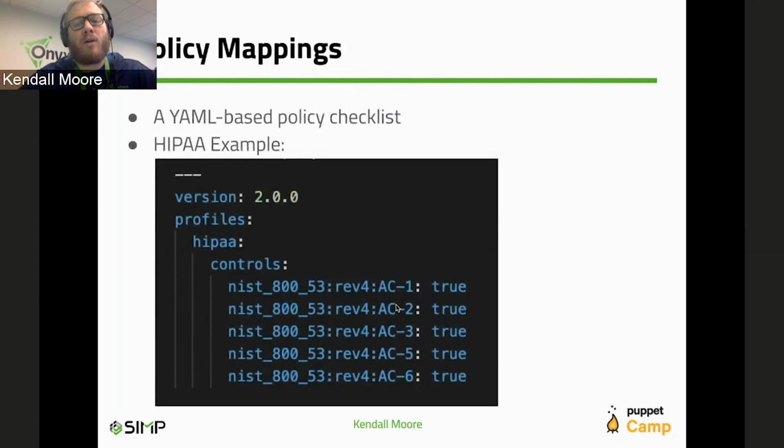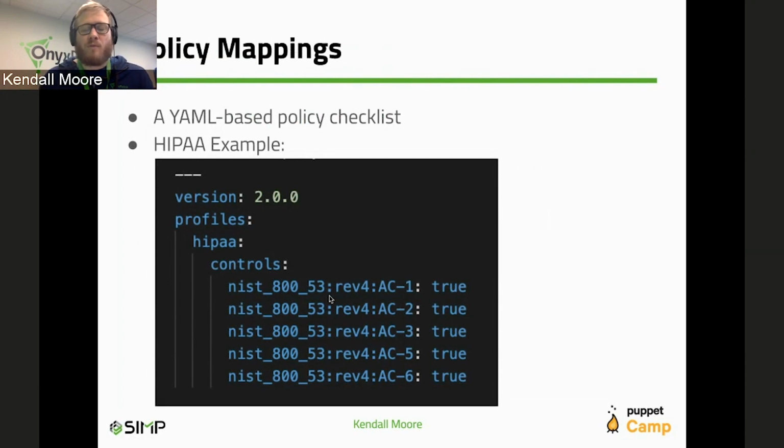Okay, so a quick example. This is just what a HIPAA profile might look like. This is the SIMP compliance engine markup format. It's always just going to be YAML, just defined in a very specific way. Here we define what our profile looks like, called HIPAA. And then HIPAA is really just a bunch of controls.